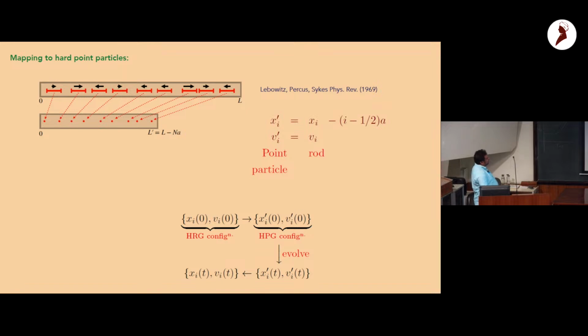Now, once you have such a configuration, you can do this at each time. Not only that, you can evolve this configuration till some time t, and you see that these two configurations are also the same mapping. So the dynamics maps. From a hard rod configuration, initially you go to a hard point configuration, you evolve and then come back, and that's how you get a configuration of the hard rods. Actually, this was the mapping first introduced by Percus, Joel Lebowitz and Peter Sykes, long back.